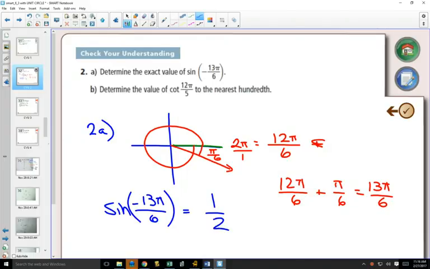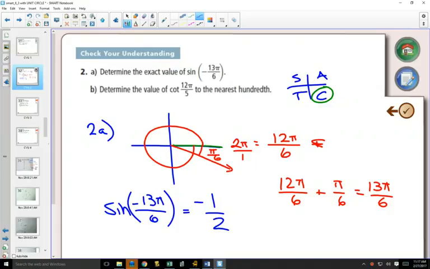But then when we look, we say in quadrant 4, what do I know about sine in quadrant 4? Well, in quadrant 4, only cos is positive. So sine has to be negative in quadrant 4. So then sine of negative 13 pi over 6 is negative 1 over 2.